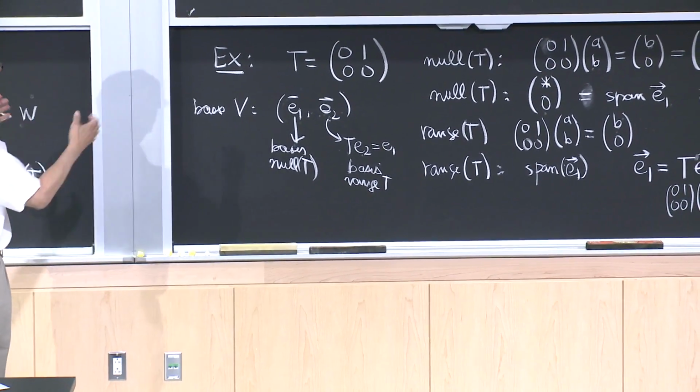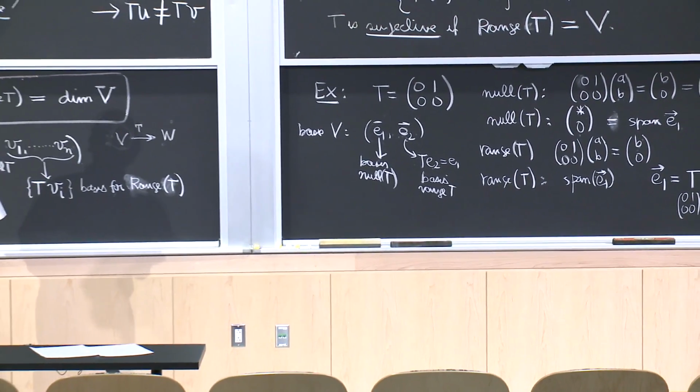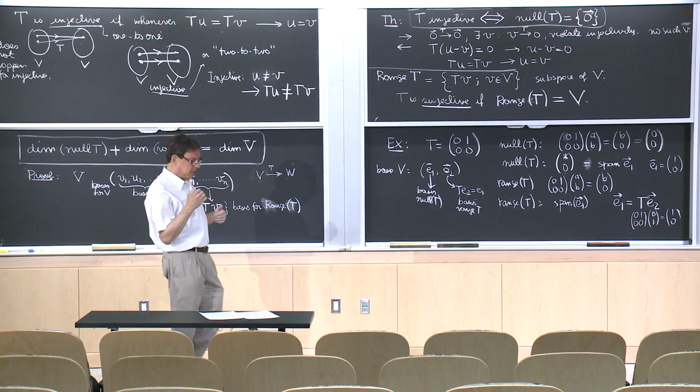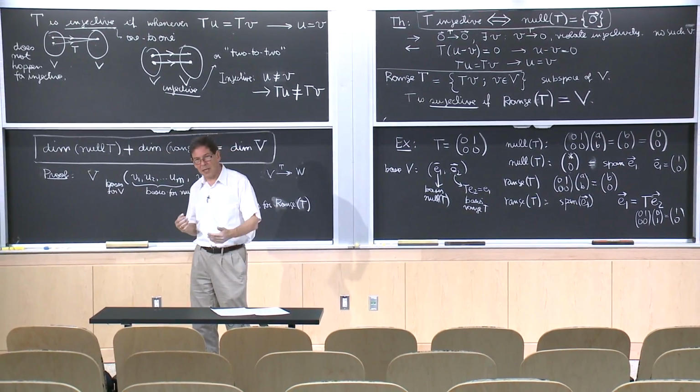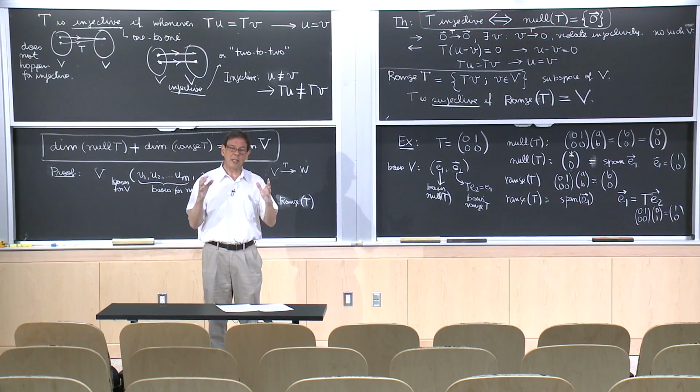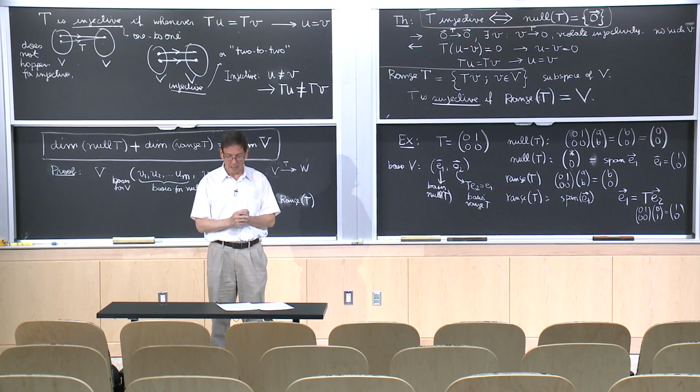So this is our main introduction to these key properties of null space, range, injectivity, one-to-one, surjectivity, and it's the first thing you always do when you meet a new operator.